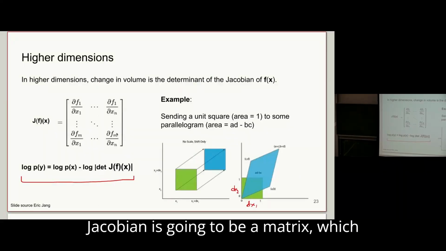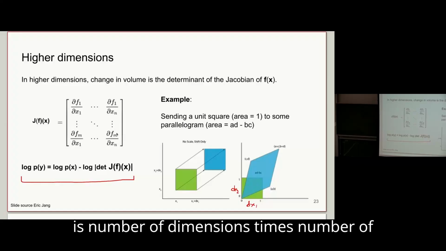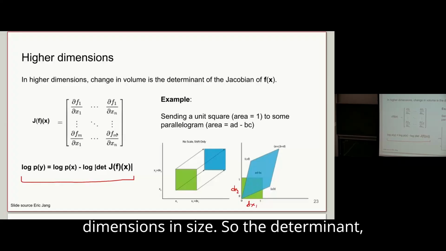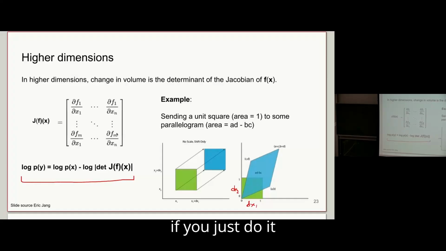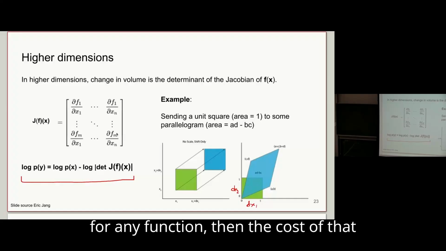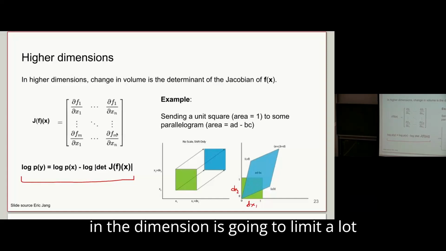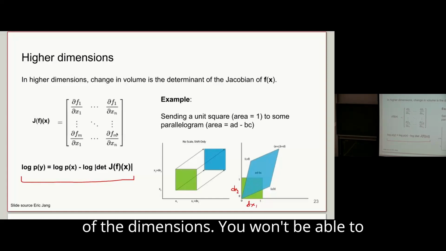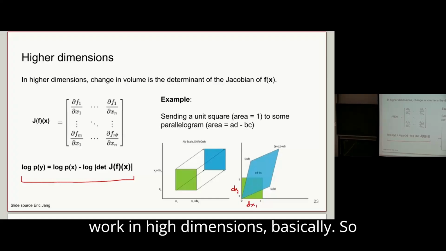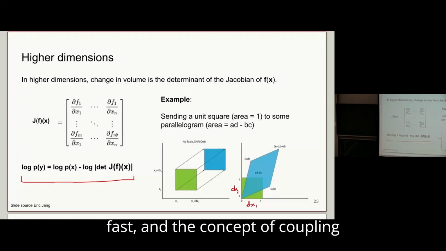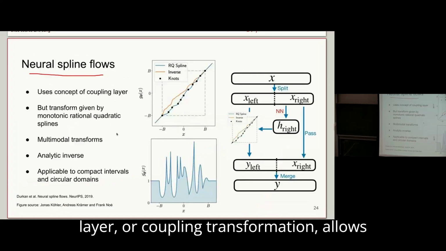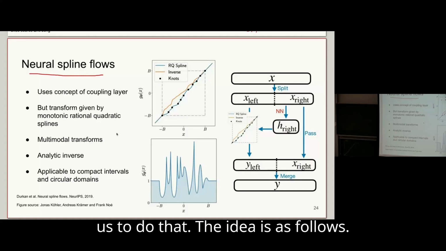The Jacobian is going to be a matrix which is number of dimensions times number of dimensions in size. So if you just compute the determinant for any function, the cost is going to be cubic in the dimension. And that's bad, because cubic in the dimension is going to limit the dimensions a lot. You won't be able to work in high dimensions, basically. So you want to calculate this determinant fast, and the concept of coupling layer or coupling transformation allows us to do that. The idea is as follows.